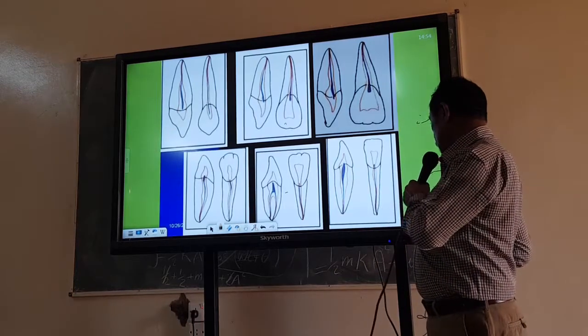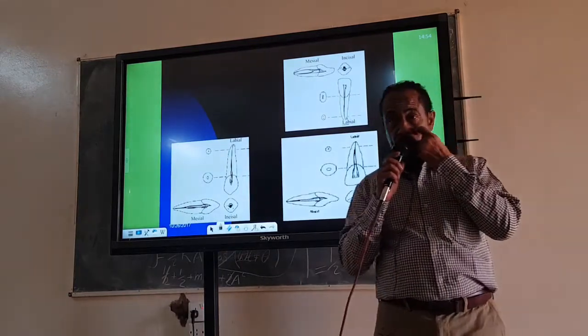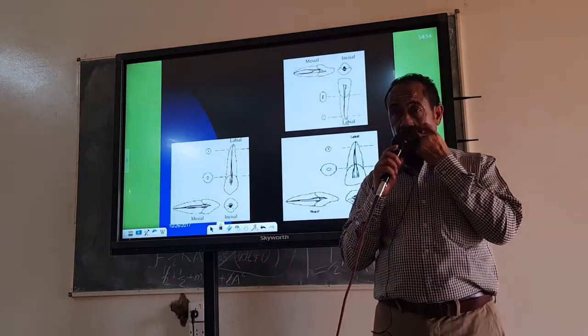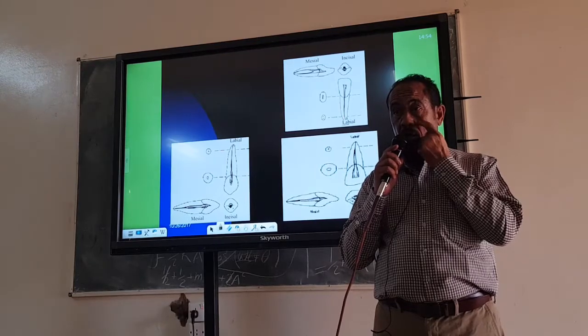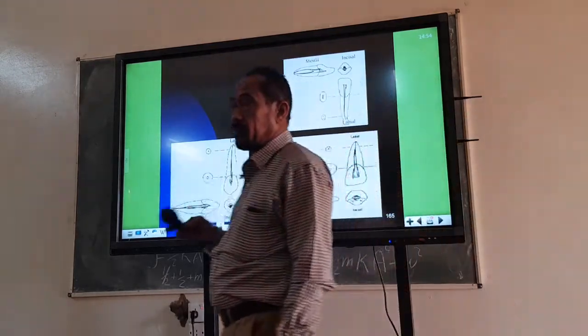طيب افتكر we finish by that for today. Now we finish the anterior teeth. Coming session will be about the premolars. هاتوا ما عندكم الورق.